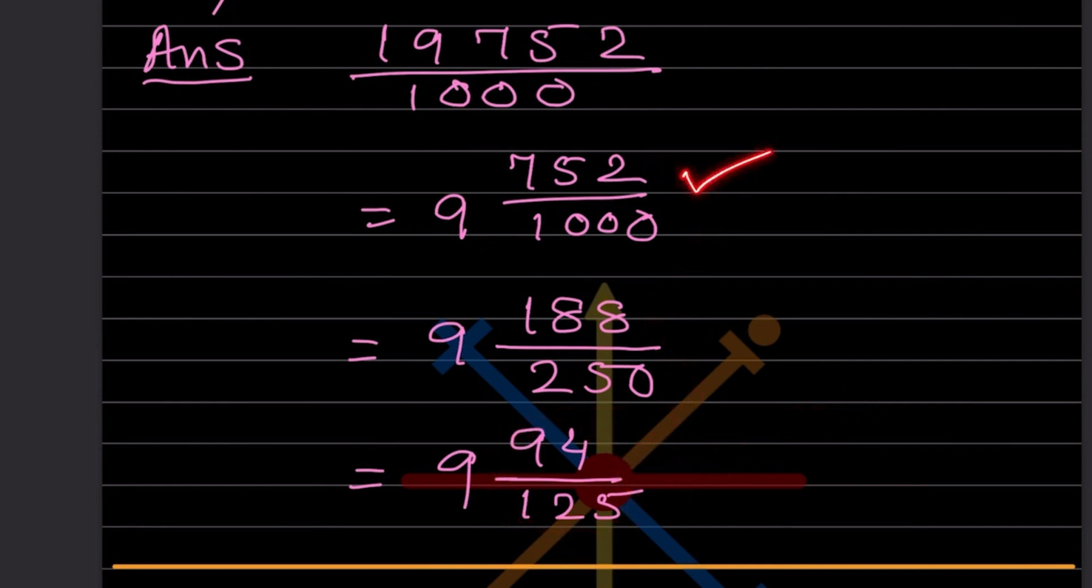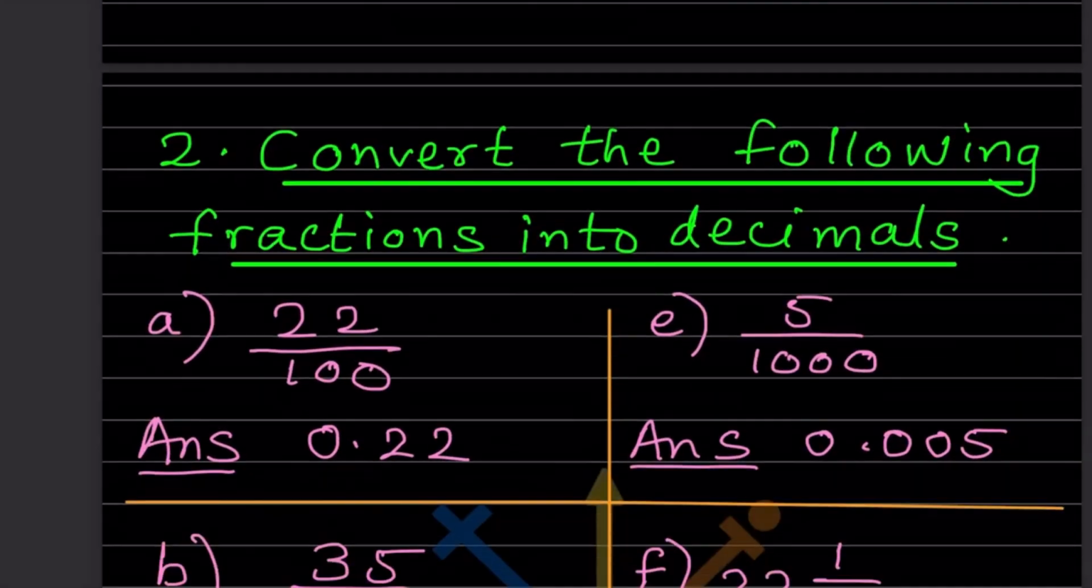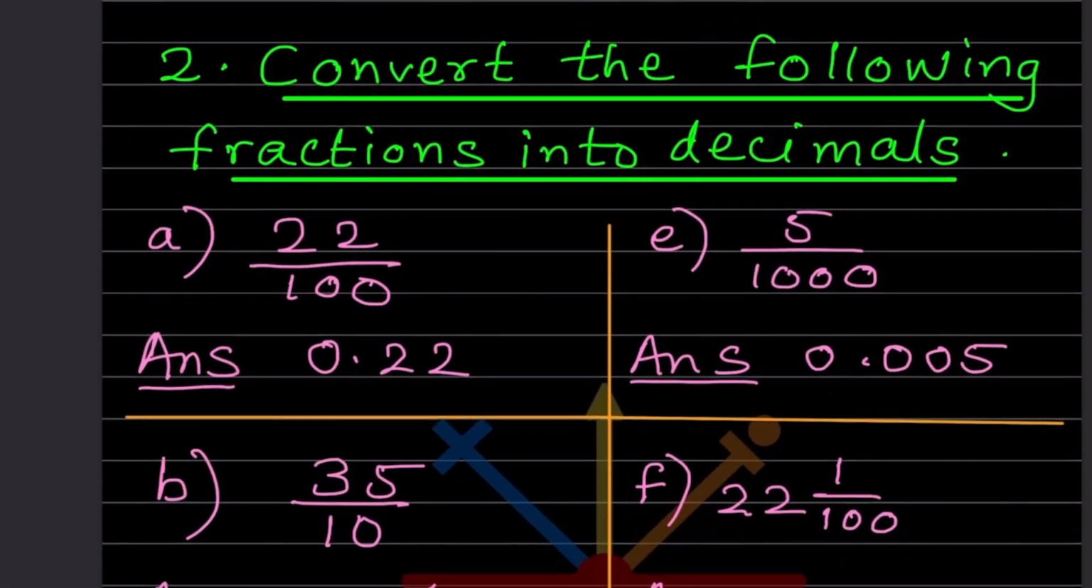Because it was a bigger number, I didn't do it directly with the bigger one. I didn't divide it, to make it simple. Now here, convert the following fractions into decimals. In the previous one, the decimal was given and you converted it into a fraction. Here the fraction is given. Can you see there is no decimal over here? And you have to convert the fraction to decimal.